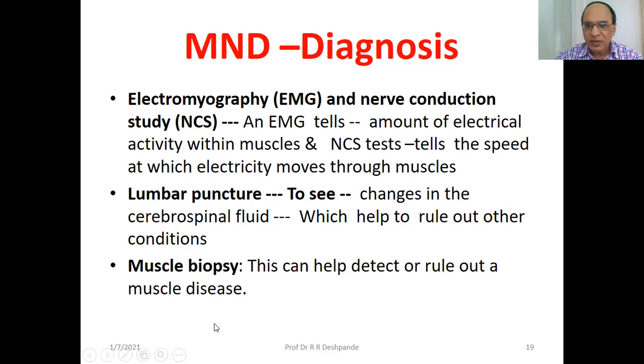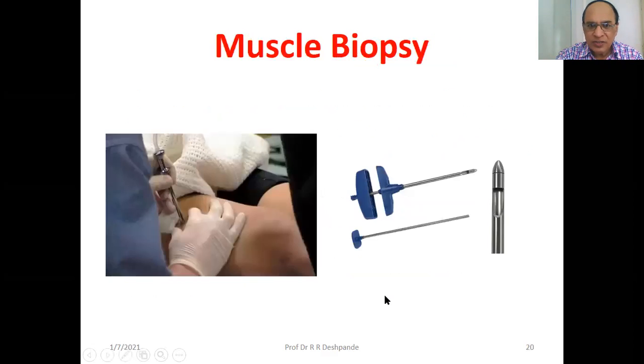Electromyography, that you have seen in the picture, and nerve conduction study. In EMG, the amount of electrical activity, how much activity remains. And the NCS tests the speed at which the current, the nerve conduction, is going from nerve to muscle. Then lumbar puncture here on the back, to check the CSF, cerebrospinal fluid, which rules out other conditions causing this paralysis. Muscle biopsy can be taken to detect and rule out muscular disease. Can you see? In a biopsy, a small piece of the muscle is taken and pathology is detected.